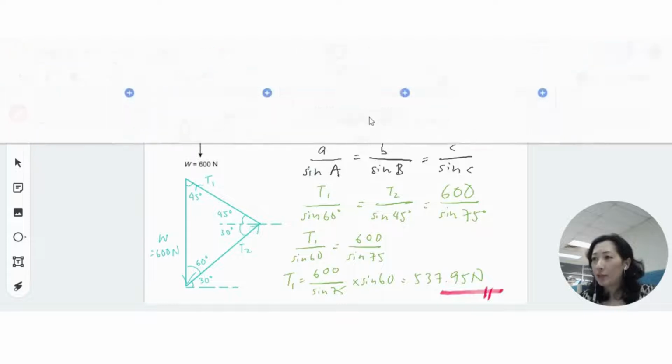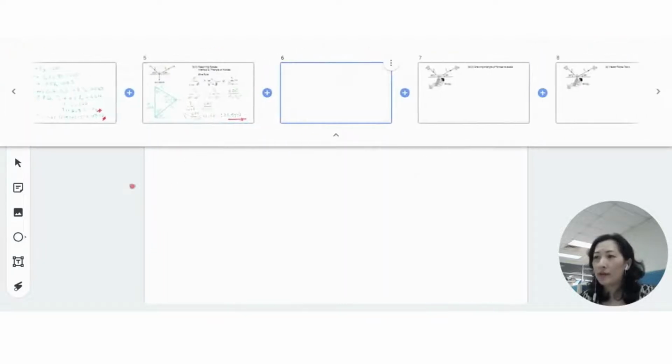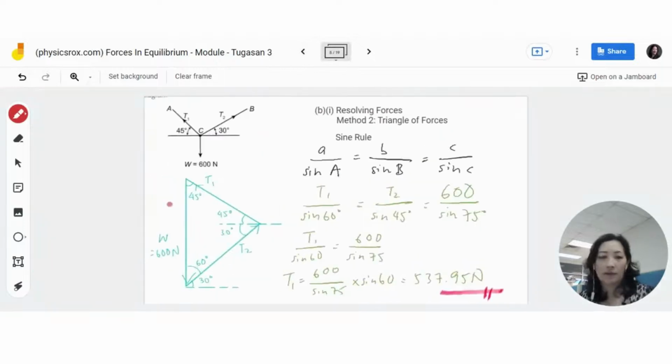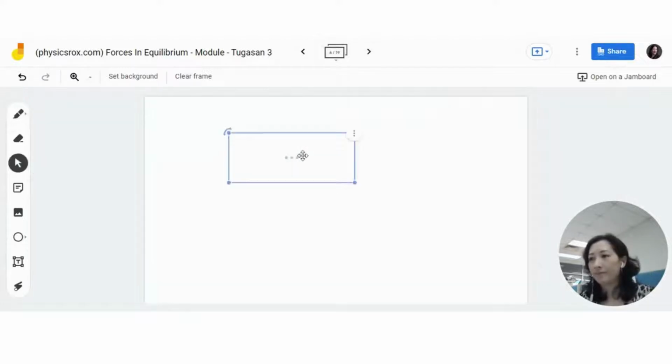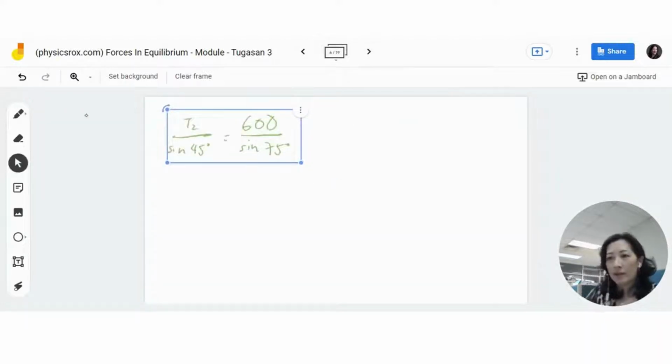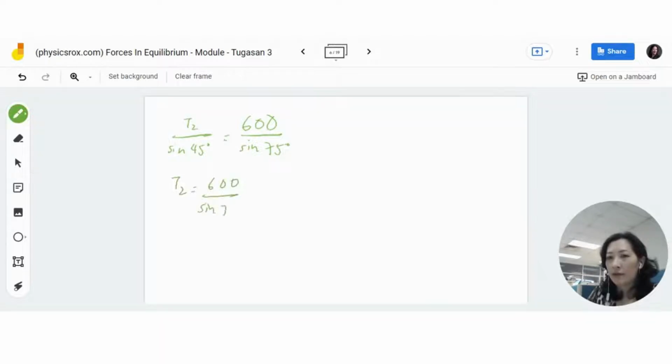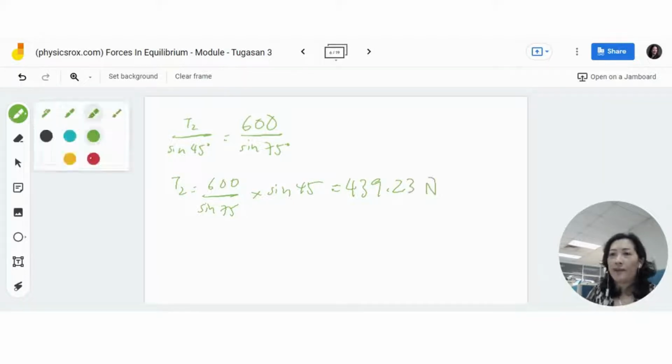Then we're going to do the same thing for T2. Let me create a blank slide here. Okay, and I'm just going to take these numbers and put it here. Solving it, T2 equals 600 over sine 75 times sine 45. Then that gives us 439.23 Newton. And there you go.